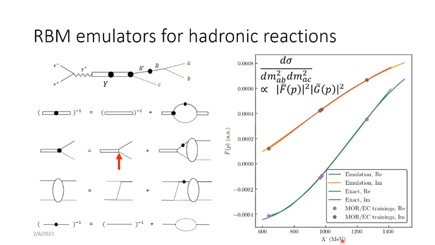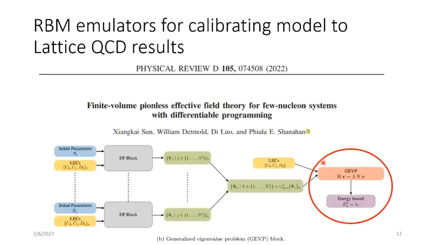So these are very preliminary results for one particular parameter, a one-dimensional parameter space with three training points, and you can get a very good emulation out of it. Now, I also want to say that it could be relevant for lattice results.